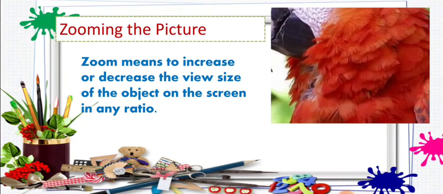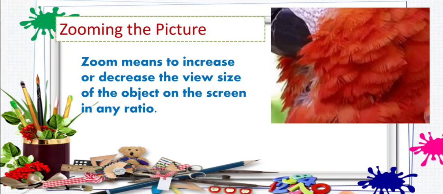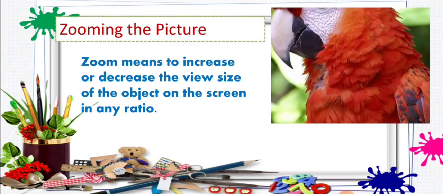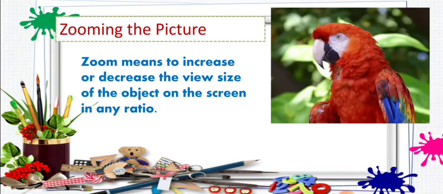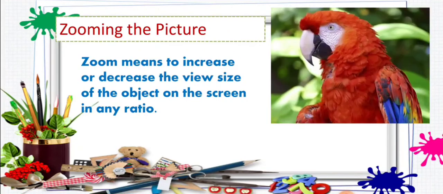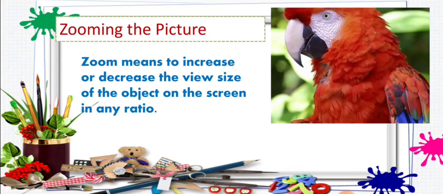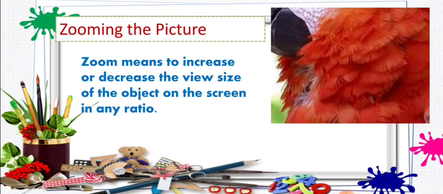When we click on any part of the picture, that part of the picture will become bigger and bigger. So this way we can zoom our picture to see it clearly, the same as we are seeing any object through a magnifier. Okay. So let's see practically how we can zoom our picture. Now students, let's see how we can zoom the picture.